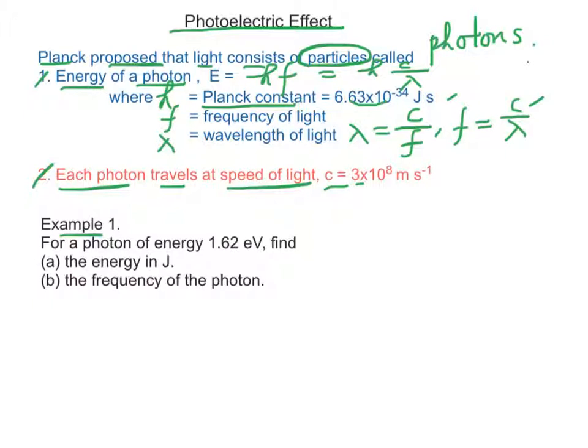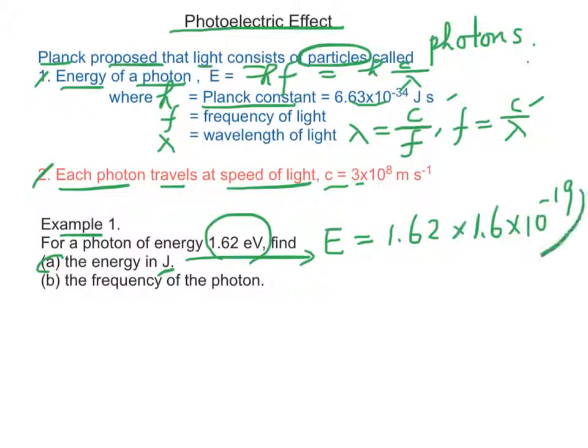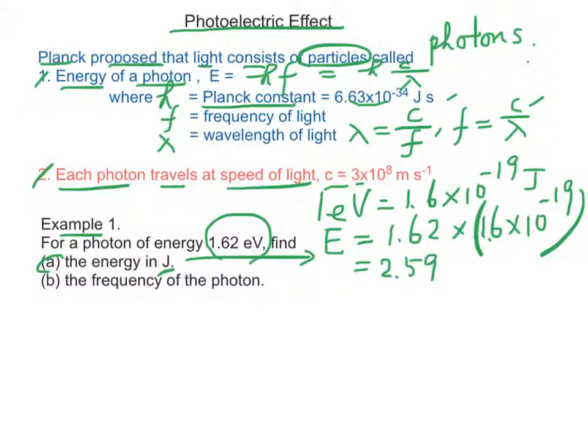Example 1. Part A. The energy of the photon in joules equals the energy of the photon in eV times 1.6 times 10 to the power negative 19, because we know that 1 eV equals 1.6 times 10 to the power negative 19 joules. Therefore, the energy of the photon equals 2.59 times 10 to the power negative 19 joules.